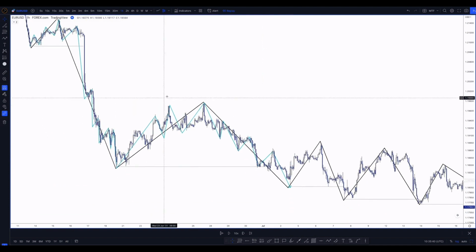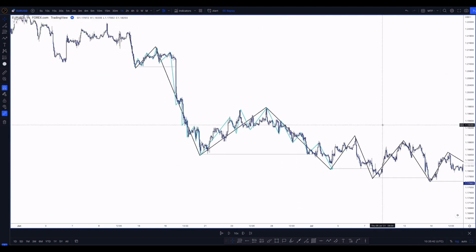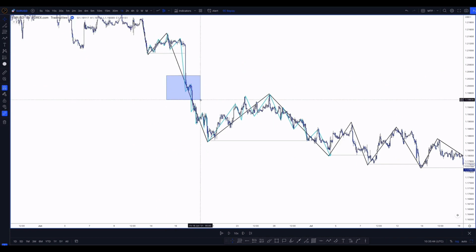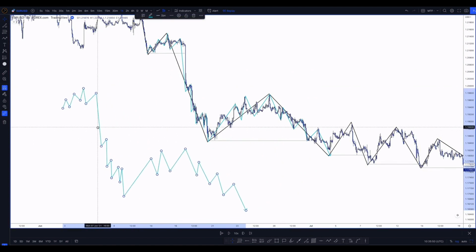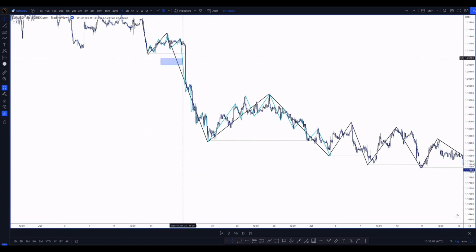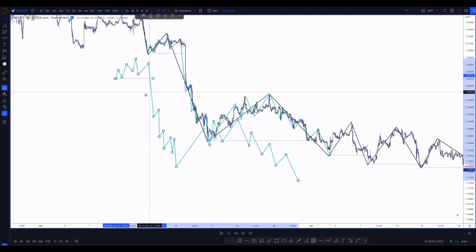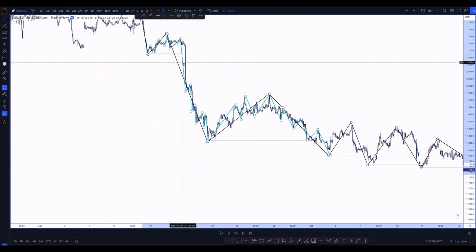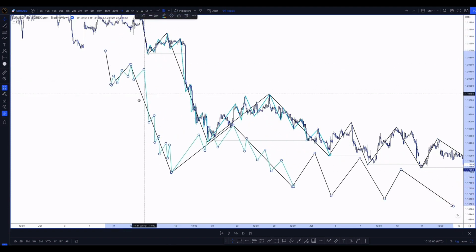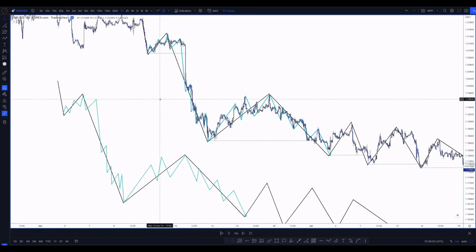So if we just zoom out for a little bit, hopefully this will work. It's not what I want to do. There we go, hang on, bear with. There we go. Why is that not working? There we go. I think I've never used TradingView before.